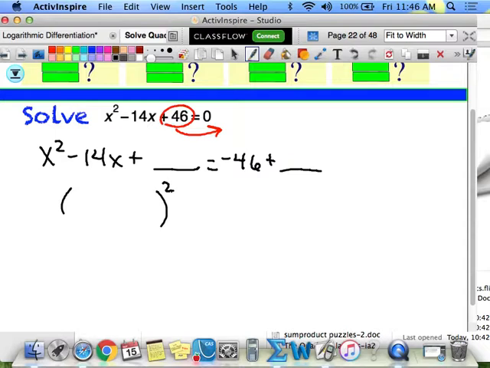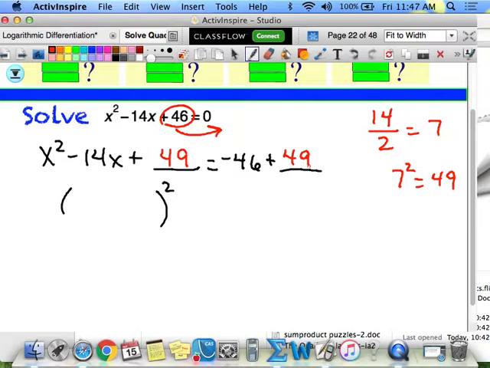Take this number, ignore the negative, the 14, divide it by 2, and then square it. Half that number squared every single time. Half of 14 is 7, squared is 49. That's the number you're going to add to both sides every single time.